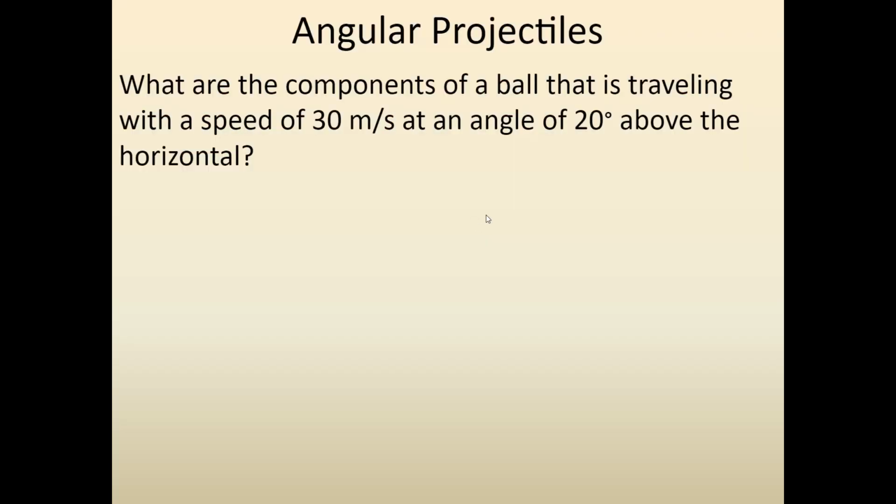So here's the first question. I just want to know what are the components of this velocity at that angle. So pause the video, work it out, and we'll move in a second. All right, so we have 30 meters per second at an angle of 20 degrees. Just like we've done previously, because that angle is to the horizontal, what I can do is just say that the x side is cosine and the y side is sine.